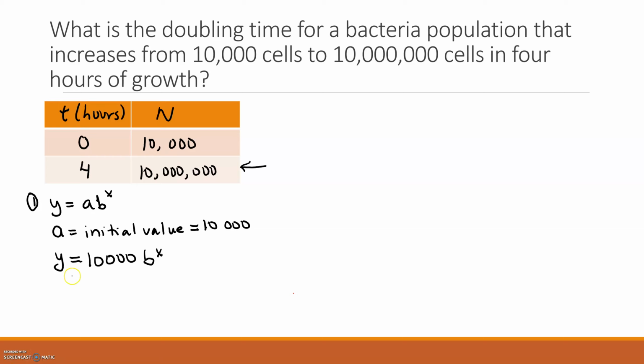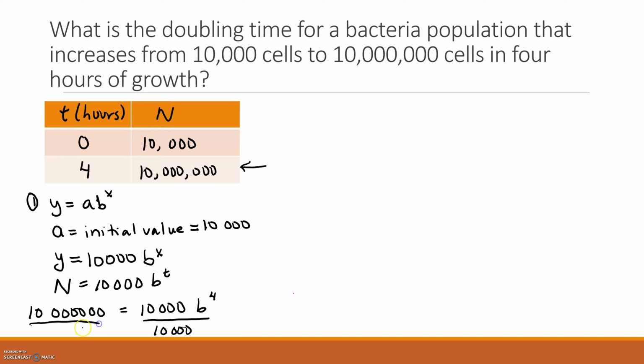I'm going to change the variables in our problem to relate to what I put in the initial table of values. Okay, so now if we sub in what we know, that we have 10 million cells at time t equal to 4, this problem reduces to an equation in terms of one variable. So we only have b as our missing variable, which we can solve for. The first step to solve for b is to divide both sides of the equation by 10,000.